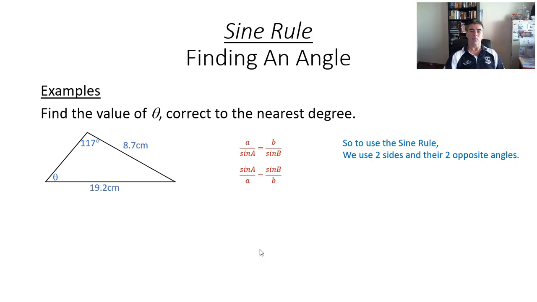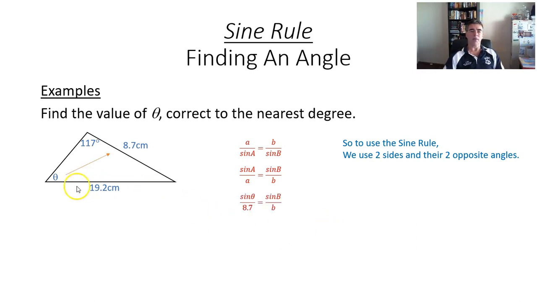So to find an angle, before I start substituting in, I'm going to find the reciprocal of both parts of the equation. In other words, I'm turning them both upside down. So A over sine A equals B over sine B, and I turn them both upside down. So we have sine A over A equals sine B over B. So they're the reciprocals of both sides.